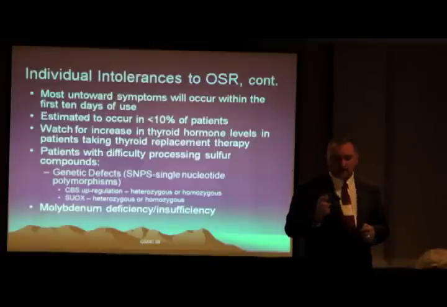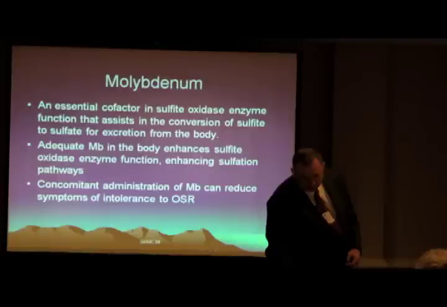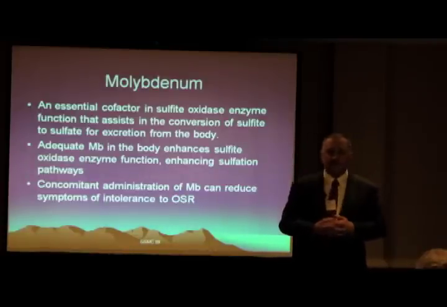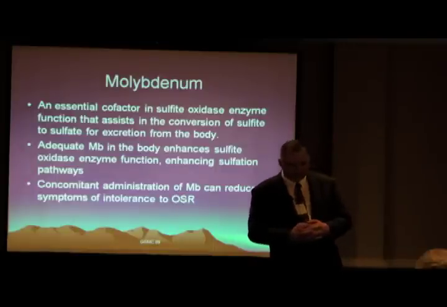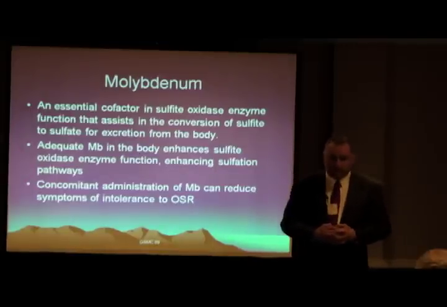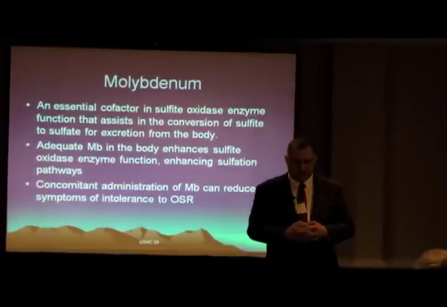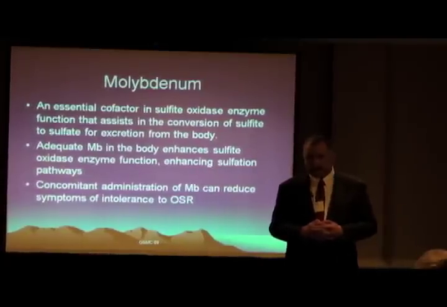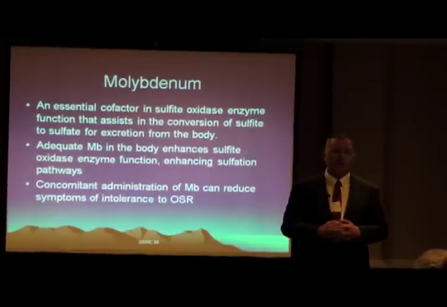Now, the other piece that I'm pleased we figured out at our clinic is that molybdenum plays a role: insufficiency or deficiency in molybdenum. Molybdenum is an essential factor in the function of the sulfite oxidase enzyme that assists in the conversion of sulfite to sulfate in the body. Adequate molybdenum enhances sulfite oxidase enzyme function, enhancing the sulfation pathways. We have found that concomitant administration of molybdenum can reduce symptoms of intolerance to OSR, and I think it reduces the side effect profile by about 50%, the number of individuals who will have an adverse reaction to it.